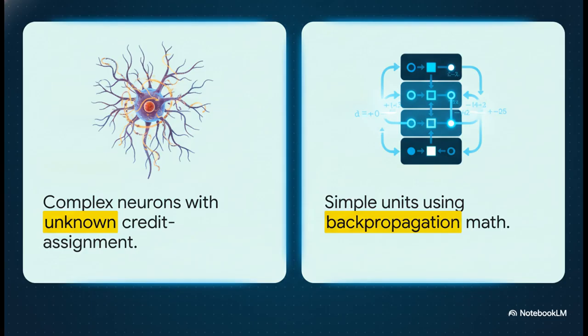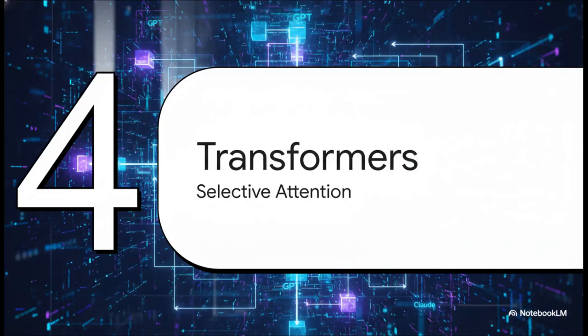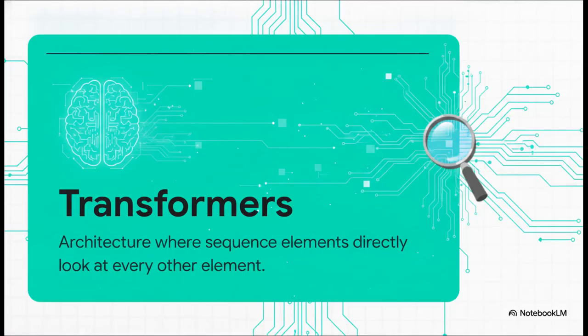But we know for sure it's not doing backpropagation math. Section 4. Transformers versus selective attention. All right, nestled deeply inside deep learning is the architecture that unlocked massive systems like GPT and Claude. We're talking about transformers. Their defining magic trick is a concept called self-attention.